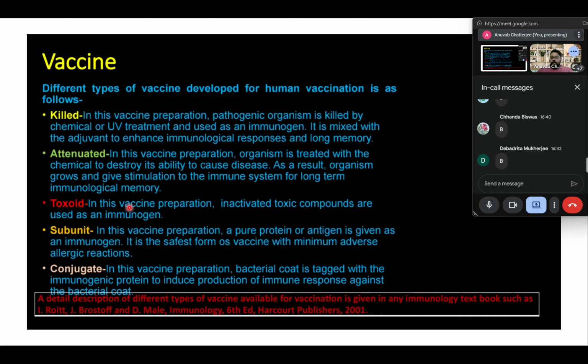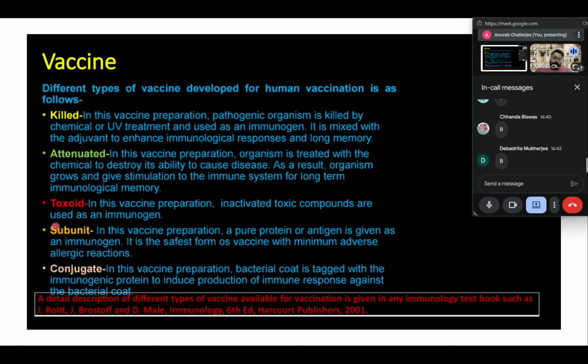A toxoid. Various bacteria actually do not cause the disease themselves. For example, the cholera bacterium does not itself cause cholera. There is a particular toxin that it releases that actually causes cholera, and that is what the body has to fight against in order to prevent the disease. So in that case, you use a toxoid to create the immune response so that the body deals with the toxin first. In this vaccine preparation, inactivated toxin compounds are used as an immunogen.